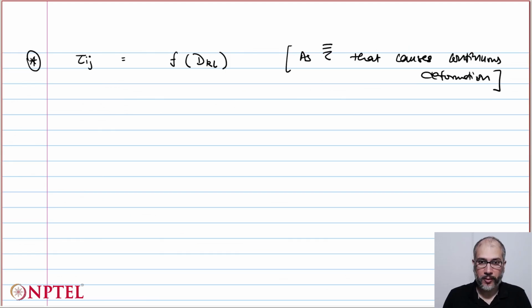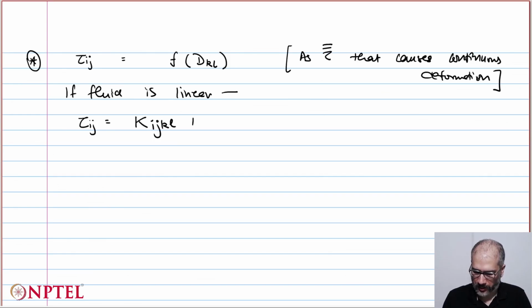So if you're talking about a linear fluid, then what that means is that this tau can be written as some K_ijkl times d_kl. And remember this from our discussion last week for linear fluids. So just like we had for linear solids, an element in the tau tensor is a linear combination of the 9 elements in the rate of deformation tensor. That's what this equation means.